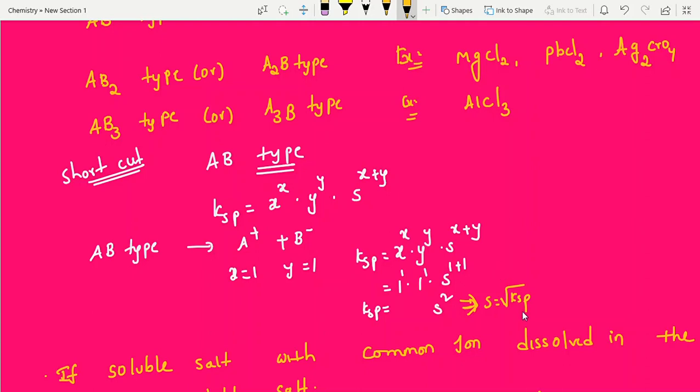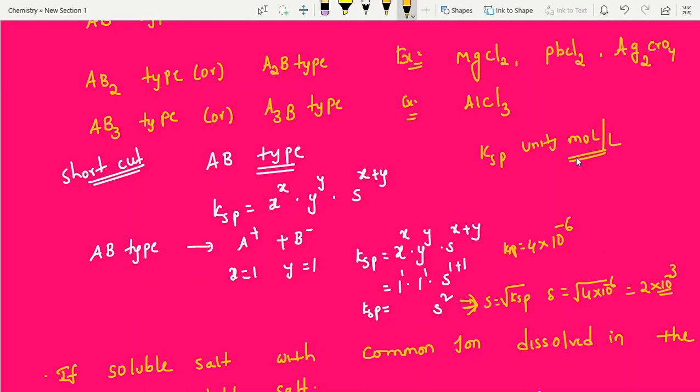Suppose KSP, they had given some value, so 4 into 10 to the power of minus 6 something. Then S equal to, this is KSP they had given. Substitute here. So root over 4 into 10 to the minus 6, then 2 into 10 to the minus 3. Solubility product units, KSP units: moles per liter. Moles per liter. Here students, like this we are solving.